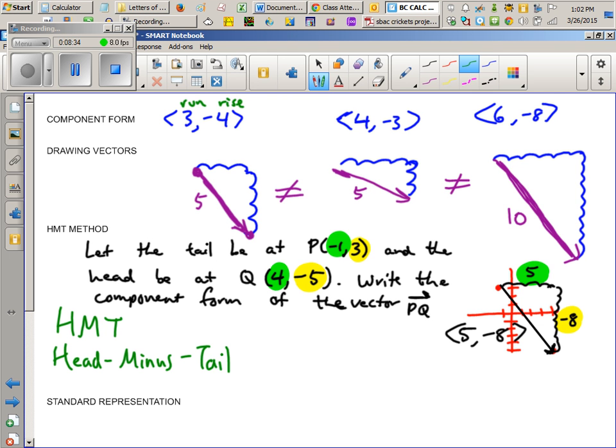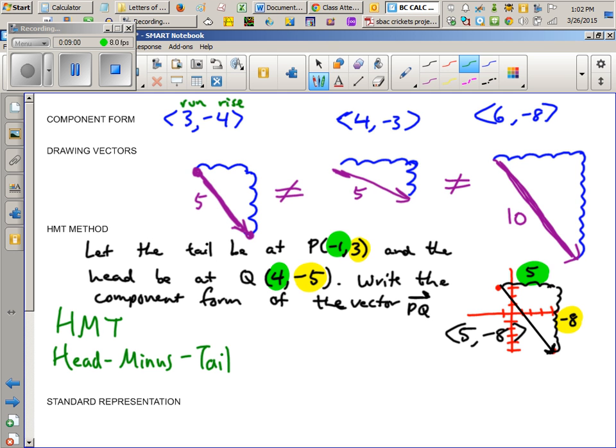tail. Now you might think, I do not need that to figure out the vector. I can do that in my head. That's true. But know that when you're in 3D, the HMT method will give you the vector every time correctly. But if you're in 2D, you might not need a method. You can just count spaces. It's just hard to count spaces in 3D pictures. So HMT will get you the vector in 3D.